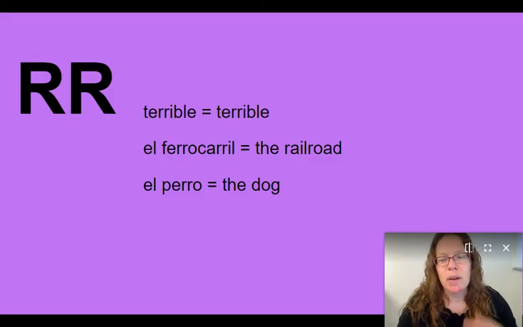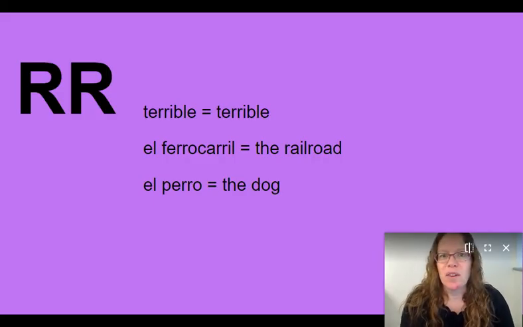Okay, two R's is where we talk about rolling your tongue. You're going to do that tongue flick many times and push the air past your tongue quickly, and then your tongue will roll. So give it a try. Terrible. Don't forget that one starts with a T. Terrible. Ferrocarril. Perro. Great job.